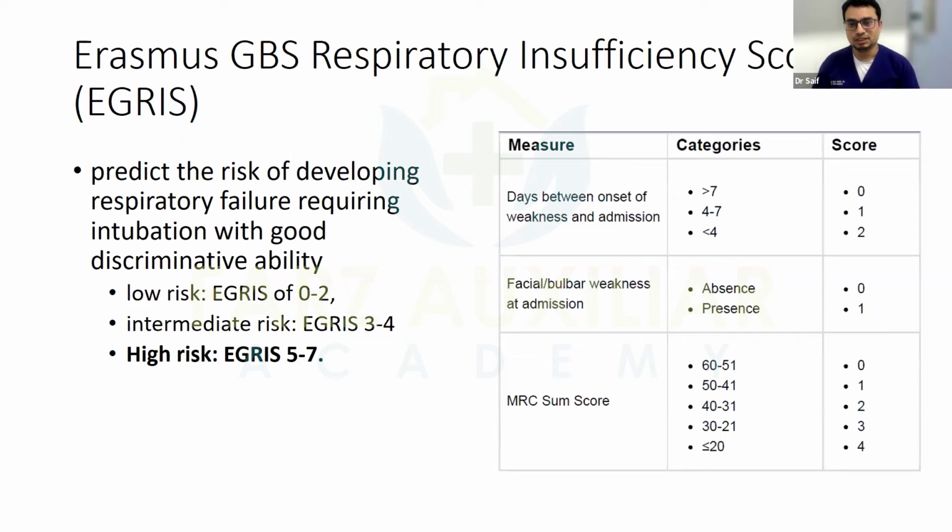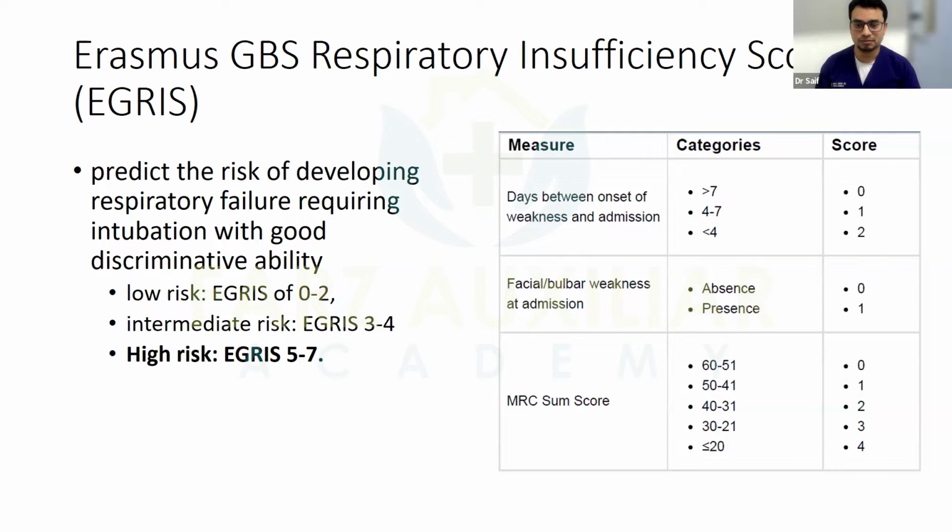There is one important clinical score called the Erasmus GBS Respiratory Insufficiency Score, or EGRIS. You calculate it based on the days between onset of weakness and admission; if it is less, it's more severe. Then facial or bulbar weakness at admission; if present, it is more severe. And the MRC sum score. So this is a special score.